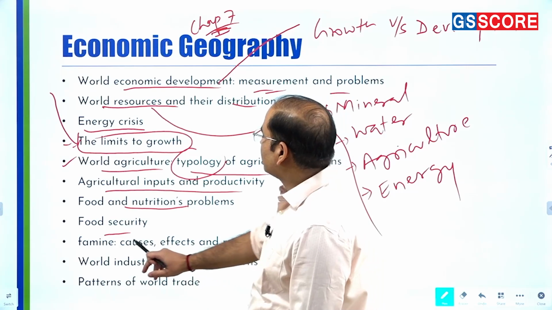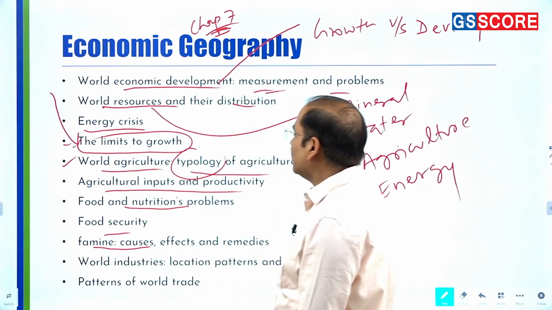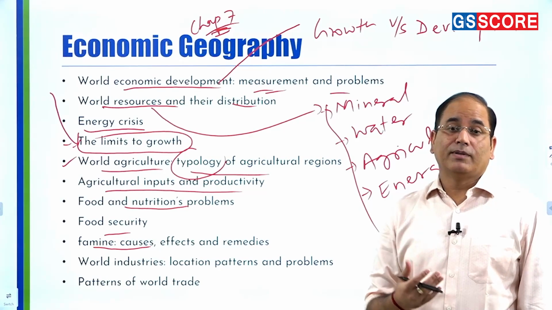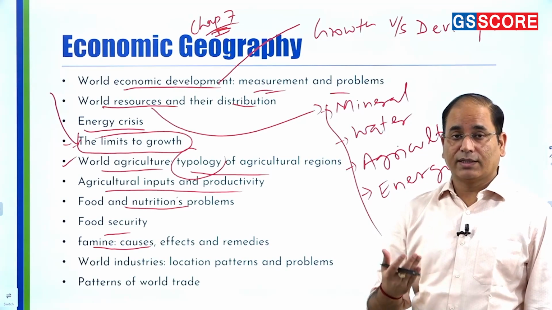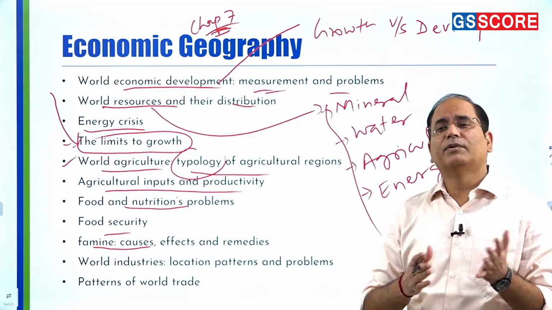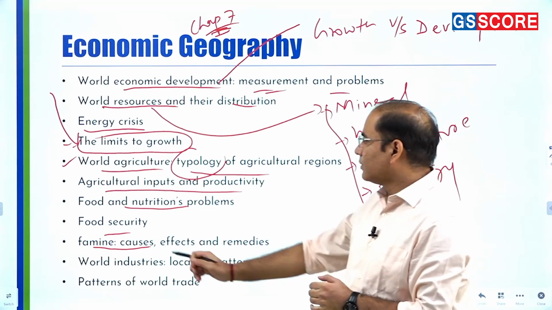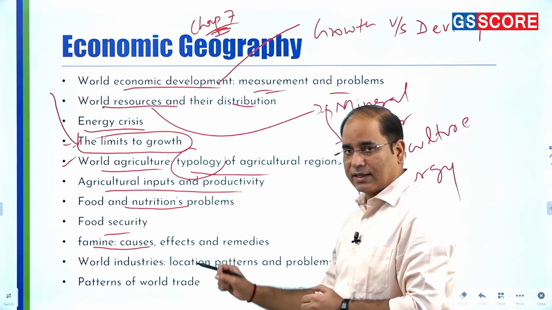Then the next topic is famine. Famine is simply when you have the extreme form of unavailability of food and water, when we have different climatic hazards that result in famine. So, a holistic topic like causes, effects, remedies, everything.